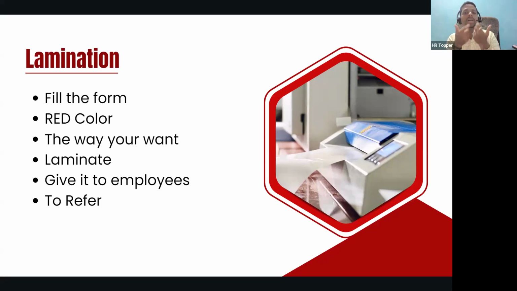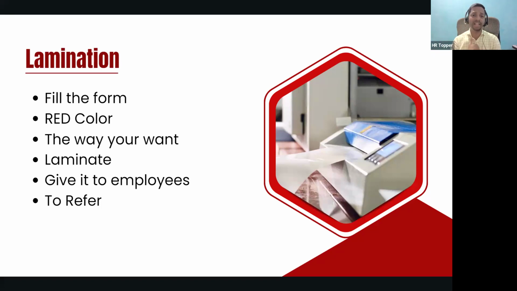And when you give the forms to fill to the new joinee, give them this laminated form. Why? They can refer to it, so they can confidently look at it and fill the form. That is the best practice. The employee is very happy. Otherwise, people will feel, I am a graduate, an MBA, and I don't know what this is. Now how should I go and ask that I don't know this?